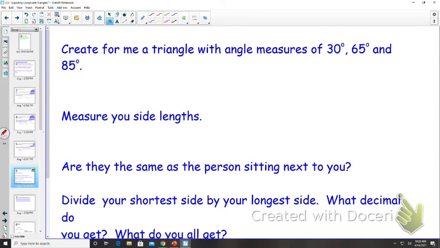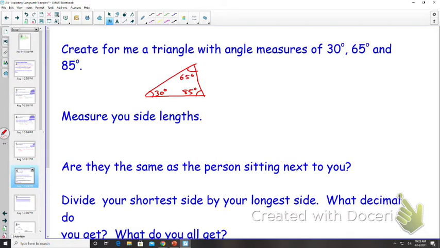We will do this one as well. So create a triangle with angle measures of 30 degrees, 60 degrees, and 85 degrees. So we're going to have a really small angle here, almost a right angle, a little bit smaller. So we have 30 degrees, this is going to be my 85 degrees, and this up here must be my 65 degrees.